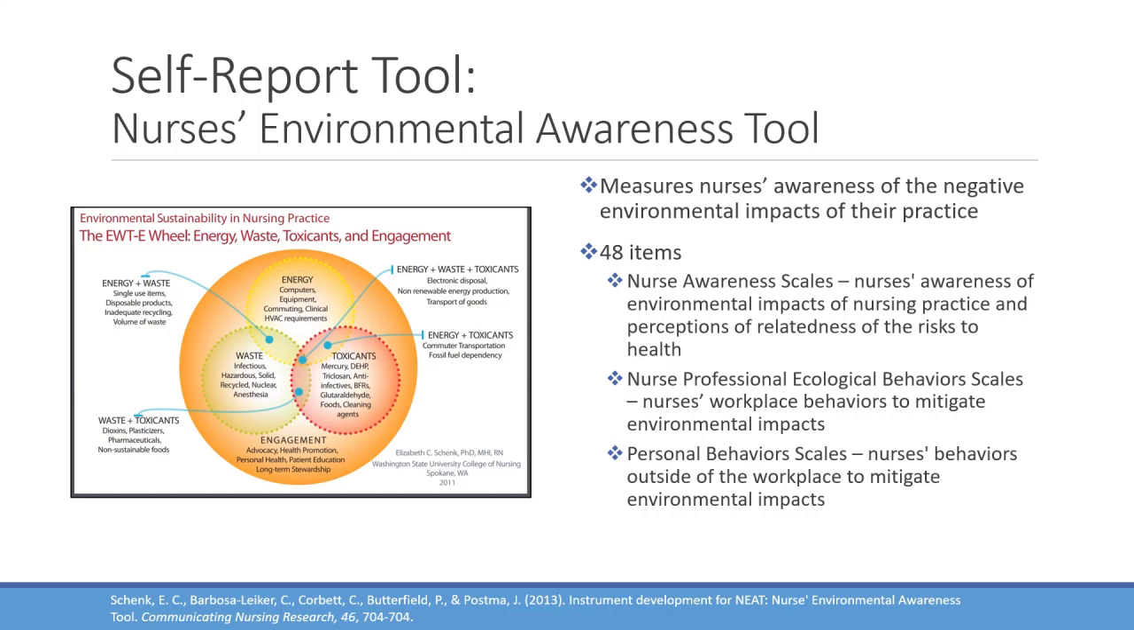The Nurses Awareness Scale assesses awareness of the environmental impacts of nursing practice and how they relate to health and risks to health. The second scale focuses on nurses' workplace behaviors to actually mitigate environmental impact. And the third scale focuses on nurses' behaviors outside of the workplace to mitigate environmental impact. So that's one of the tools we discussed that's in the literature and is accessible that way.